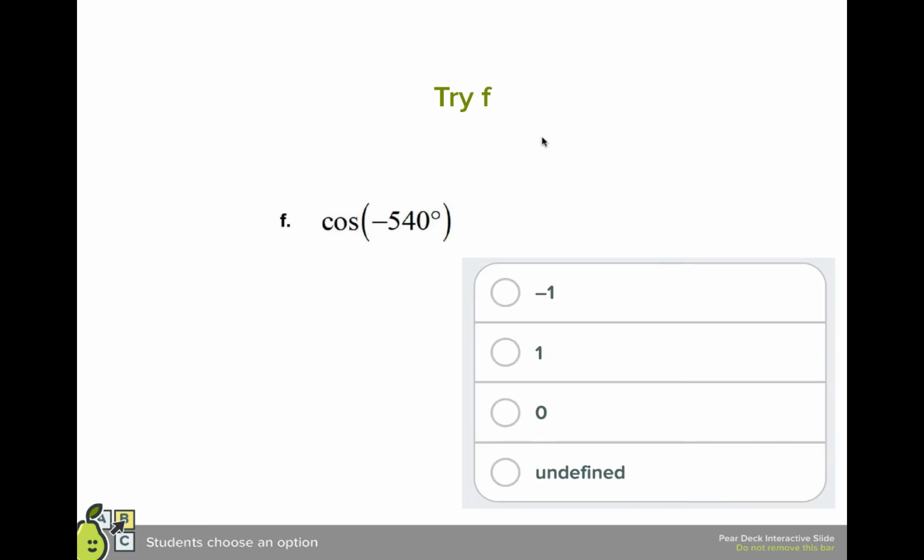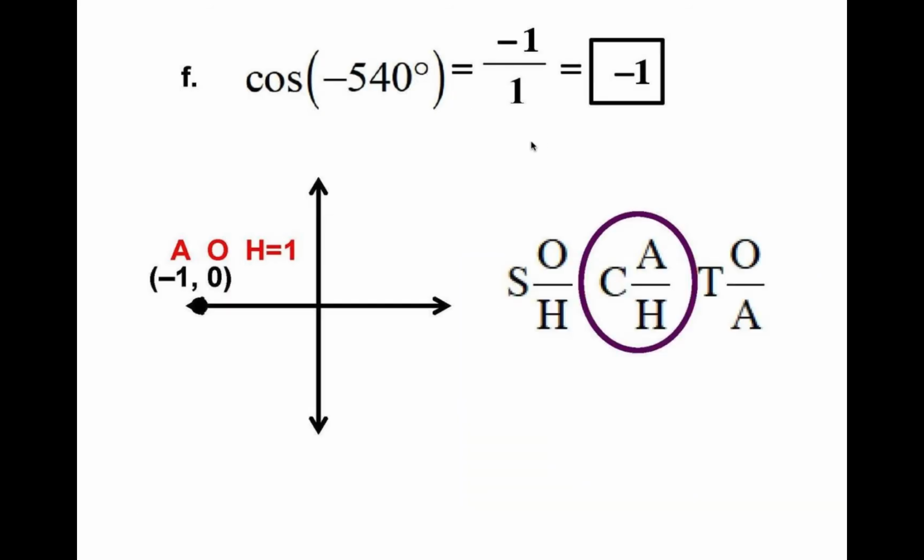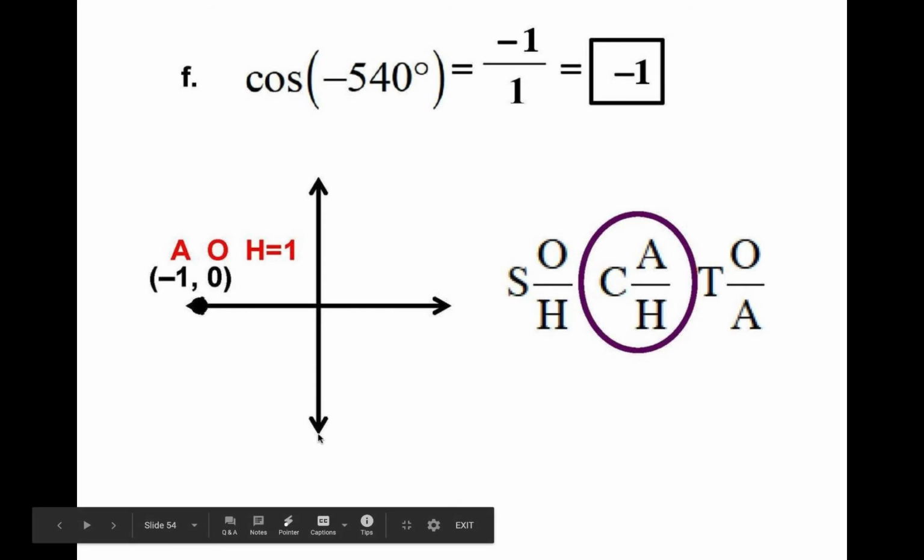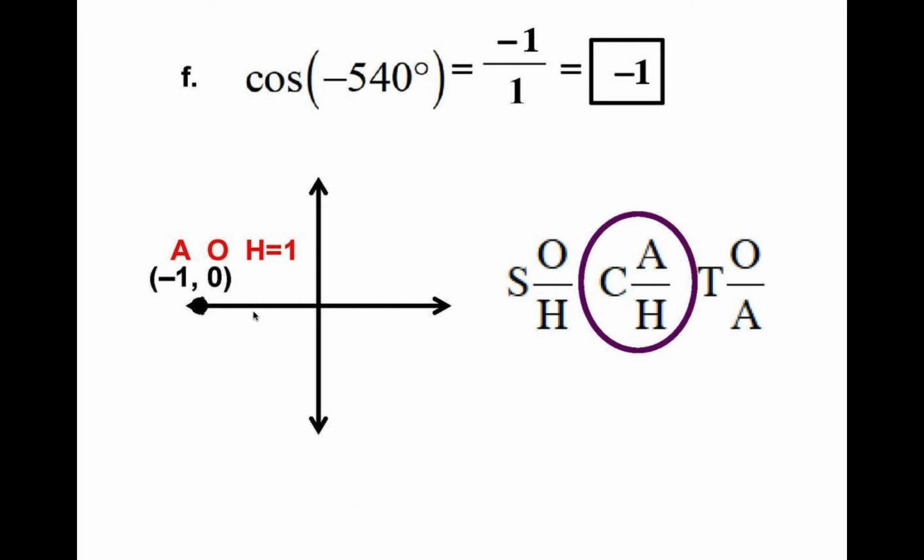Try F. All right, so you're going in the negative direction. So you've got 90 down here, 180, 270, 360. Add another 90 is 450. Another 90 is 540. So this does land on the axis. Notice that's going left 1, so the coordinate is -1, 0. AO with a hypotenuse of 1. We're finding the cosine ratio, so it's A over H. So A is -1 over the hypotenuse of 1, so you get -1.